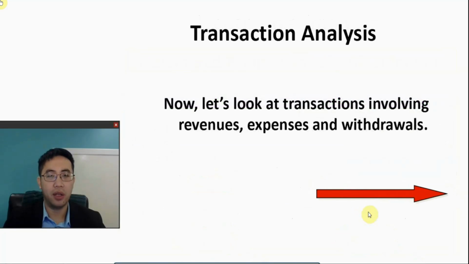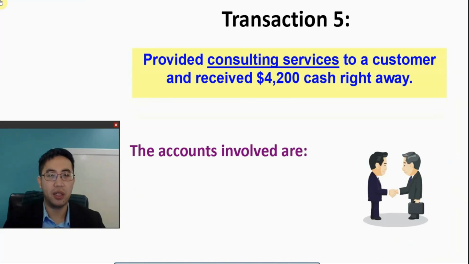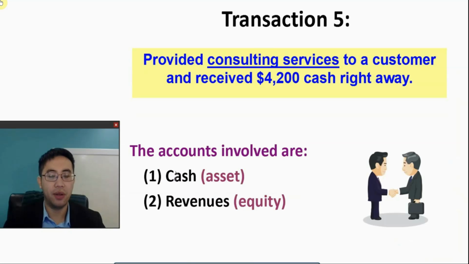All right, now let's look at transactions involving revenues, expenses, and withdrawals. Previously we covered liabilities and equity, and now let's look at revenue. The company just provided consulting services to a customer and received $4,200 cash right away. If this happens, you will see cash, as an asset, increase, and also the revenue, as equity, increases by the same amount, of course.